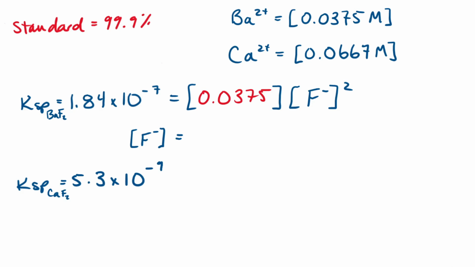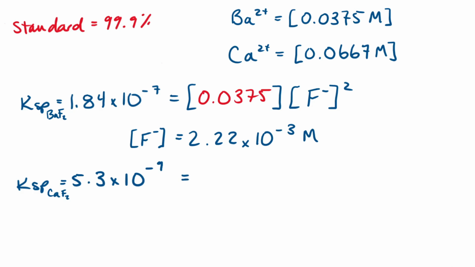According to the solubility product relationship, the concentration of the barium multiplied by the fluoride squared is 1.84 times 10 to the negative 7. We know the concentration of barium, so we can calculate the concentration of fluoride at saturation, the amount just before barium fluoride will begin to precipitate too. And that maximum concentration of fluoride is 2.22 times 10 to the negative 3 molar.